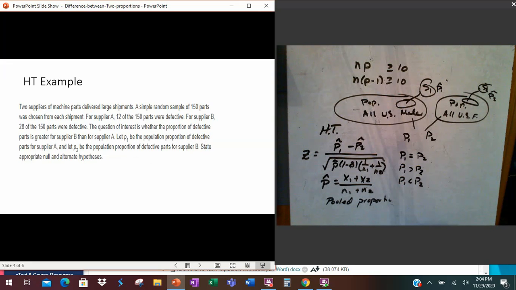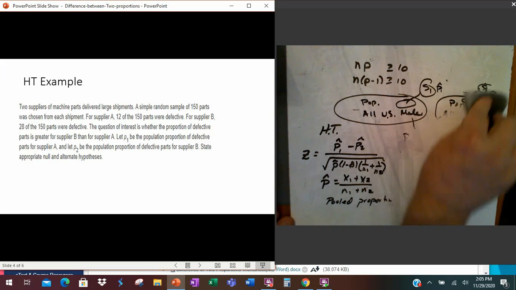So here is a hypothesis testing example. Two suppliers of machine parts delivered large shipments. A simple random sample of 150 parts was chosen from each shipment. For supplier A, 12 of the 150 parts were defective. For supplier B, 28 of the 150 parts were defective. The question of interest is whether the proportion of defective parts is greater for supplier B than for supplier A. Let P1 be the population proportion of defective parts for supplier A, P2 the population proportion of defective parts for supplier B. State an appropriate null and alternate hypothesis.